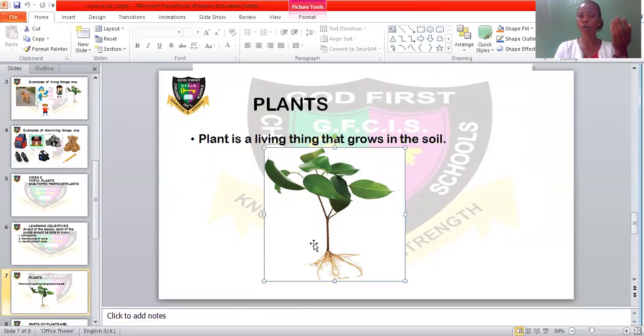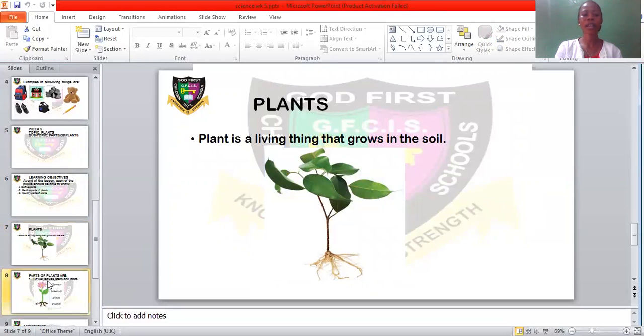Plant grows. It grows in the soil. If I ask you, what is this? It is a plant. So what is a plant? A plant is a living thing that grows in the soil. Yes, a plant is a living thing that grows in the soil.